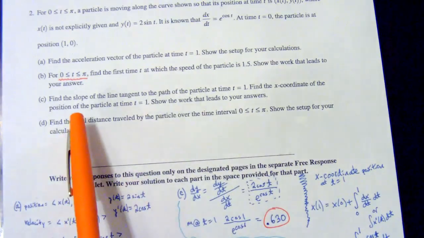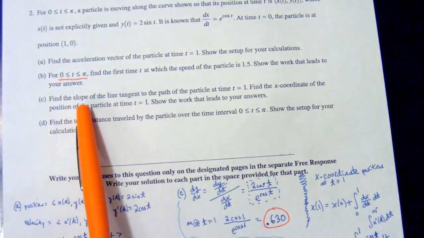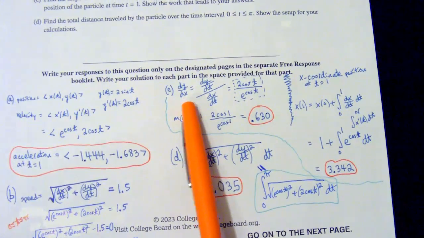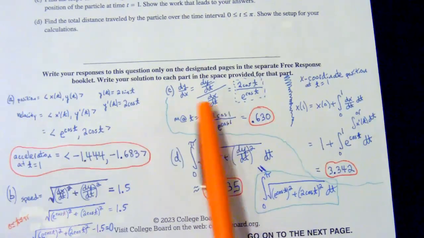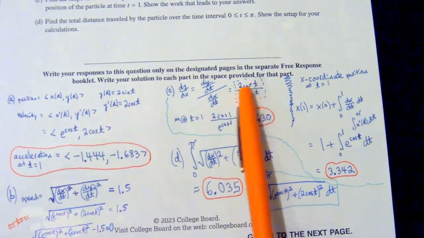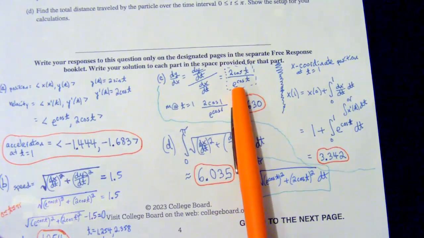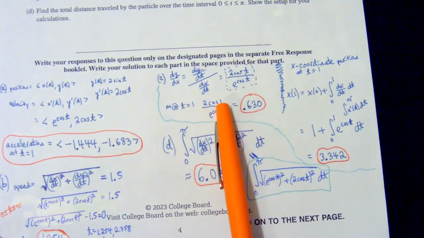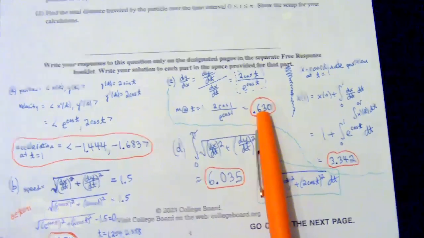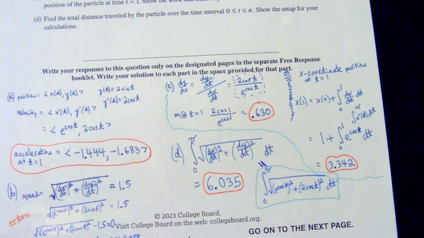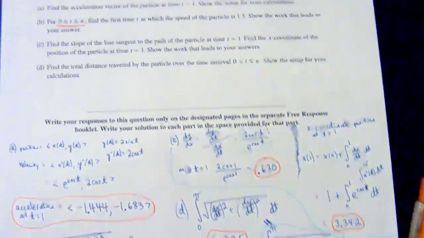Part C says find the slope. On a parametric problem, when I see that word slope, I know that's dy/dx, which is dy/dt over dx/dt. The dy/dt is what we found on our own, the dx/dt was given to us, and it says find the slope at t equals 1. So once I get that, that's my dy/dx. Plug in 1 for the t, and then this is a calculator problem, so you can get that decimal answer. Also, we're not done with that one.